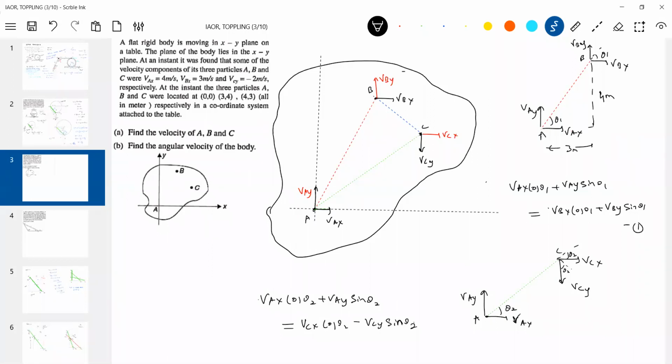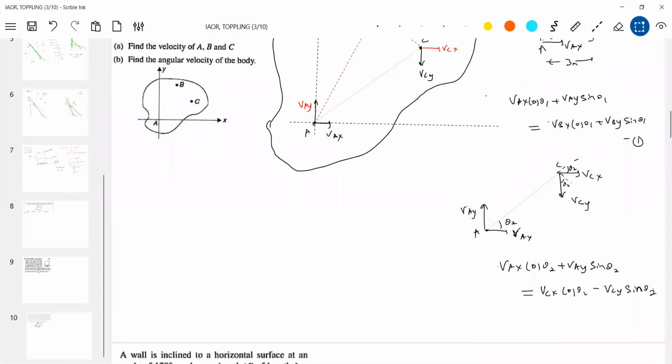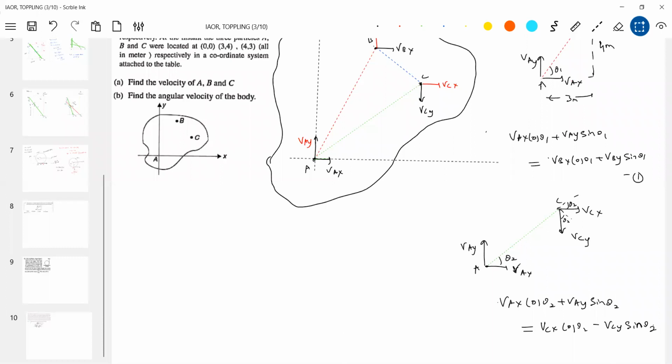Similarly, after this, what you should do is BC. I'll write that and you have to solve it. For the line BC, since the coordinates are given, it's quite easy. We can define that angle. So this is BC, there's a line BC with VBX. So define this as theta 3.